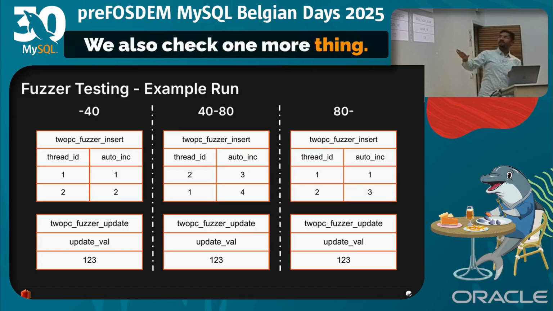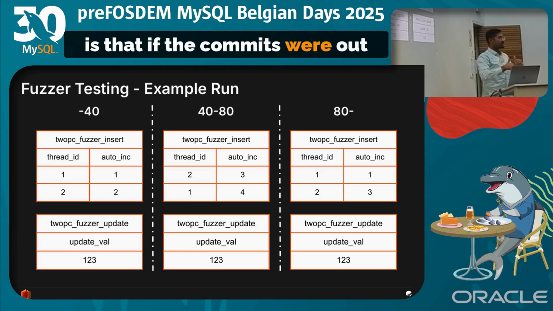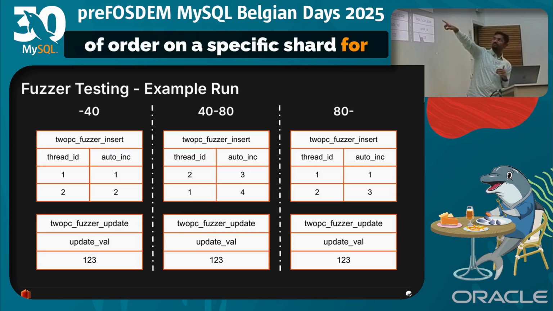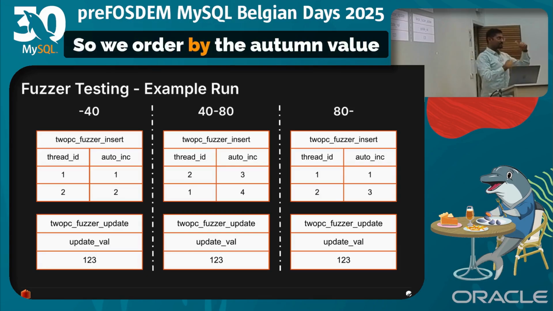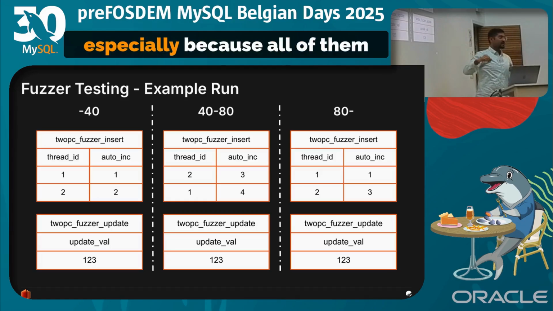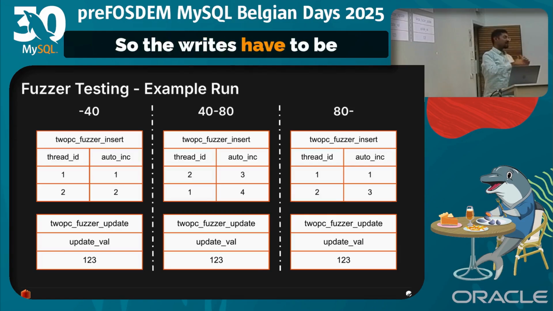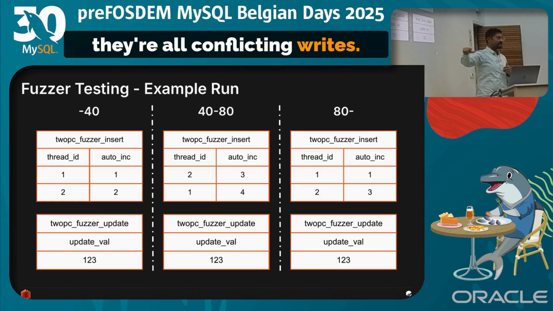We also check one more thing. This is the final situation that we check for, which is if the commits were out of order on a specific shard. For that we use the auto increment value. So we order by the auto increment value on each of those shards, and we check whether the thread IDs were the same, especially because all of them are conflicting on the same update rows. So the writes have to be perfectly ordered because they're all conflicting writes.